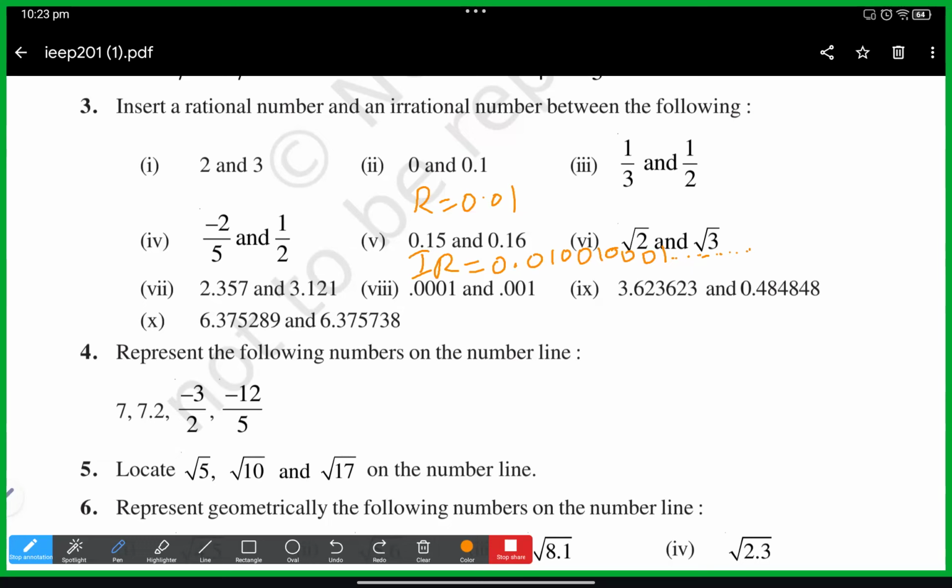Okay. So 1/3 and 1/2, Pranavi, this also means we can write it in decimal form for convenience. 1/2 is 0.5, and 1/3 is 0.3 bar, I'll write 0.3333 like that.